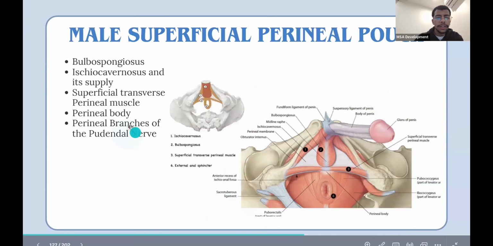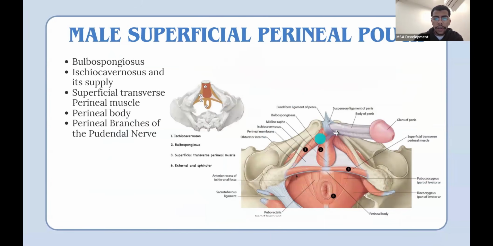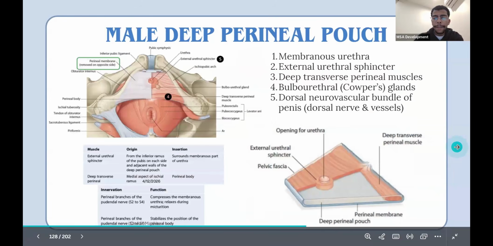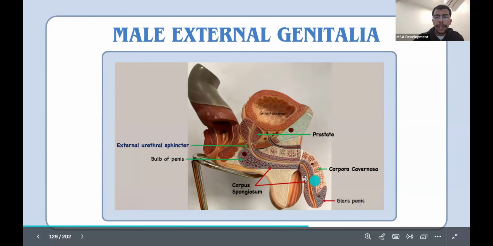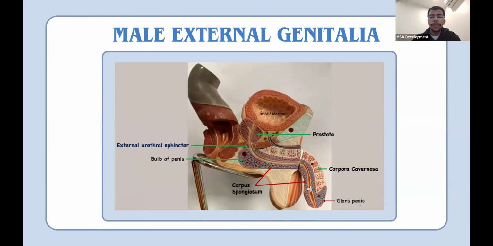Where is it? Let me show it to you guys. Ischiocavernosus here. Okay. All right. And then we have corpus spongiosum. Now, what's the point of corpora cavernosa?